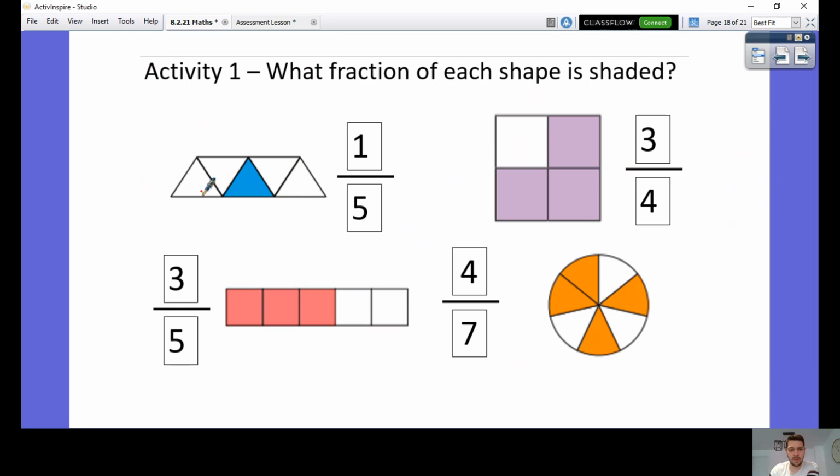So 1/5. So I had 1, 2, 3, 4, 5, 1 shaded. 3/4, 1, 2, 3, 4, and 3 are coloured in. 3/5, 1, 2, 3, 4, 5, and 3 are coloured in. 4/7, 1, 2, 3, 4, 5, 6, 7, and 1, 2, 3, 4 are shaded in.